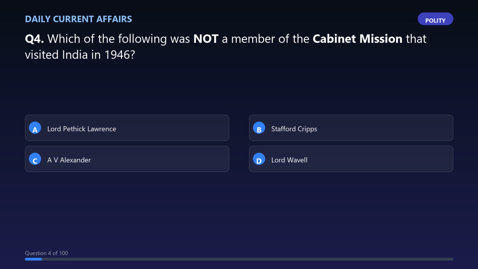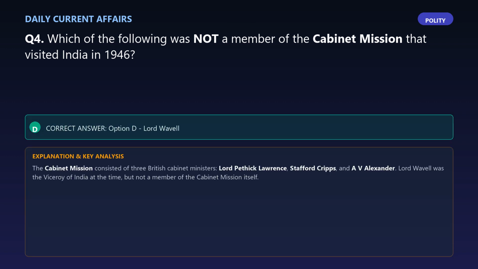Question 4. Which of the following was not a member of the Cabinet Mission that visited India in 1946? The correct answer is option D, Lord Wavell. Explanation: the Cabinet Mission consisted of 3 British Cabinet Ministers, Lord Pethick-Lawrence, Stafford Cripps, and A.V. Alexander. Lord Wavell was the Viceroy of India at the time, but not a member of the Cabinet Mission itself.